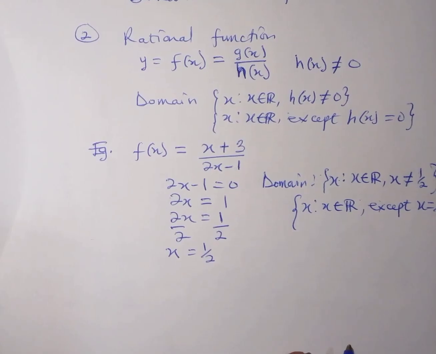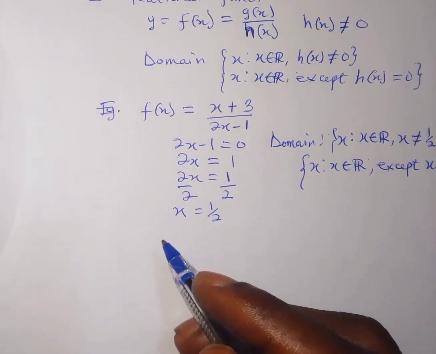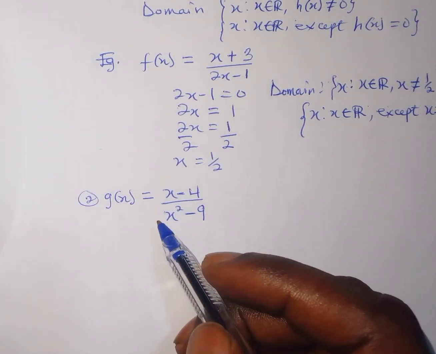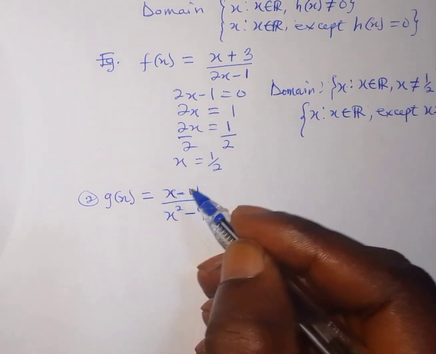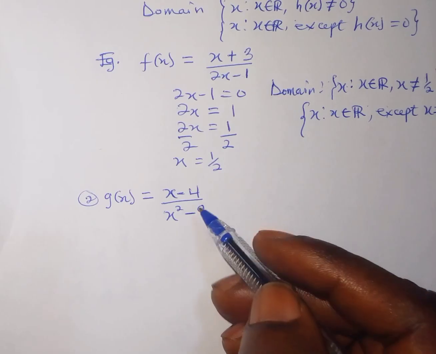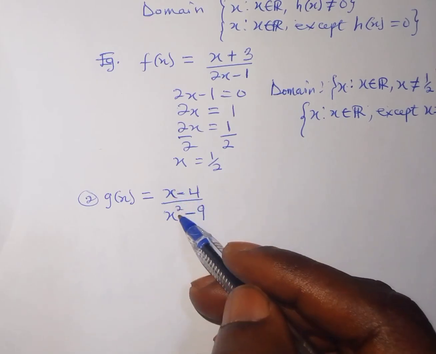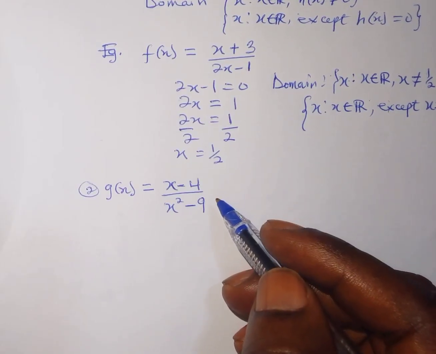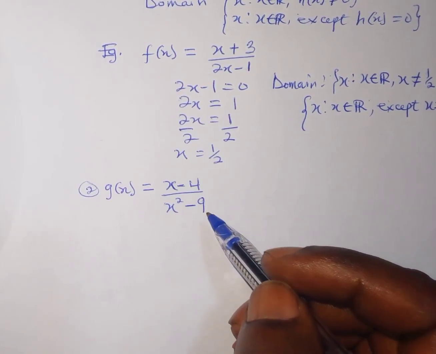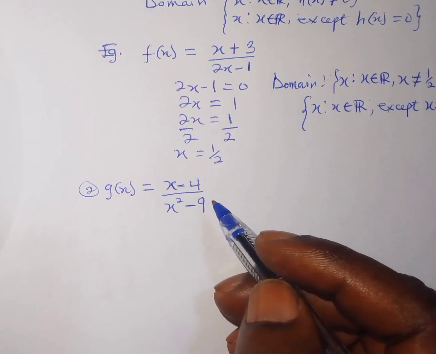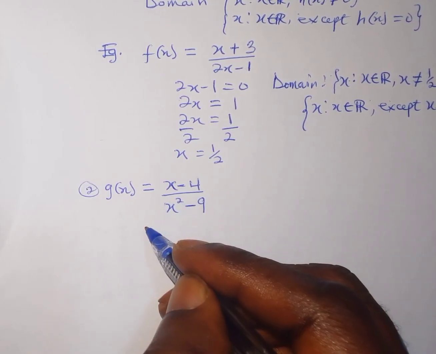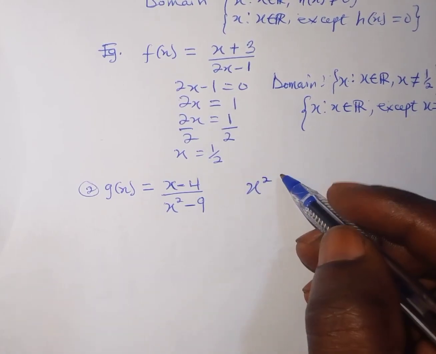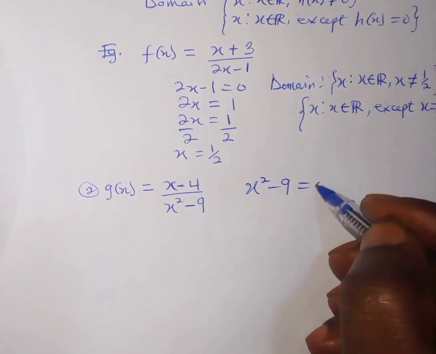Let's solve another example on a rational function. Okay, so let's look at example 2. Good. So you see that we still have a rational function, and always we are saying that if you have rational functions, then equate the denominator to 0 and solve for x. So the values that you get are the values that will make the function undefined. So I will have x squared minus 9 is equal to 0.